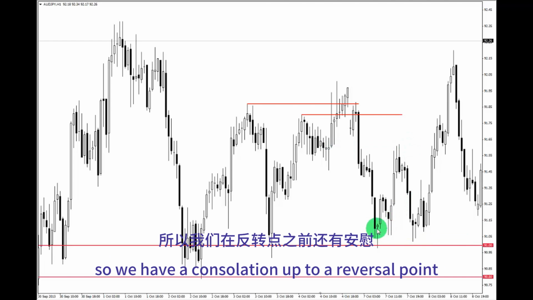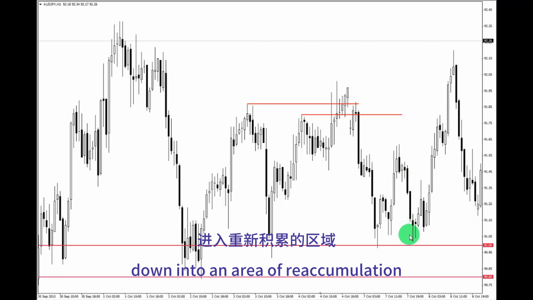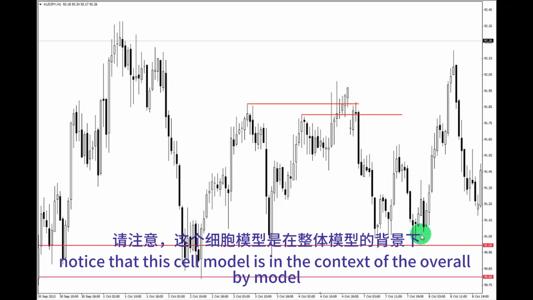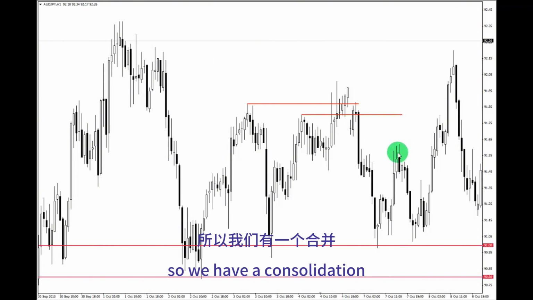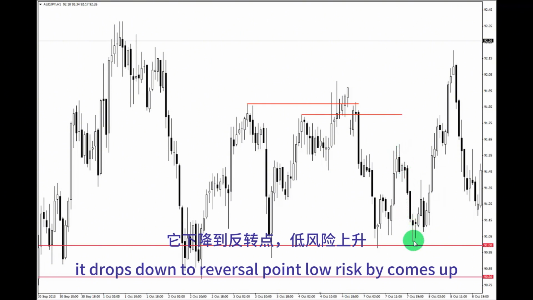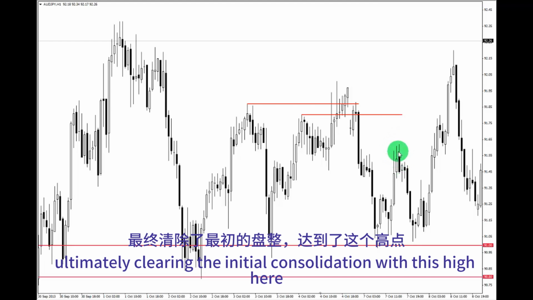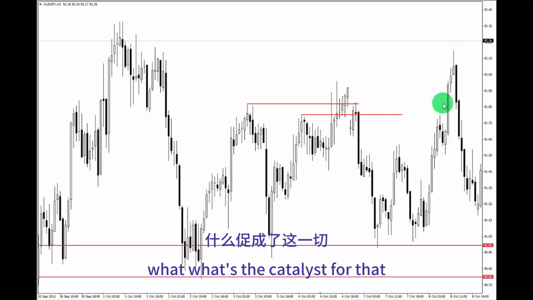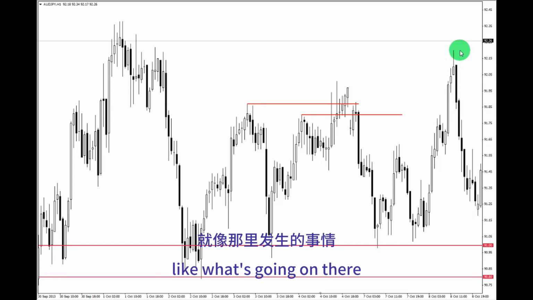So we have a consolidation up to a reversal point down into an area of reaccumulation. Then it rallies off. Now notice that this sell model is in the context of the overall buy model. So we have a consolidation, it drops down to a reversal point, low risk buy, comes up ultimately clearing the initial consolidation with this high here, but then resumes and moves higher. Well, why was this taking place? What's the catalyst for that? Like what's going on there?